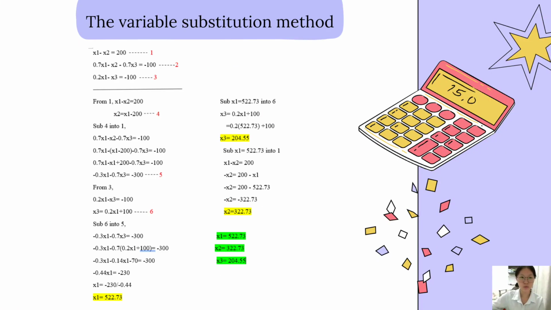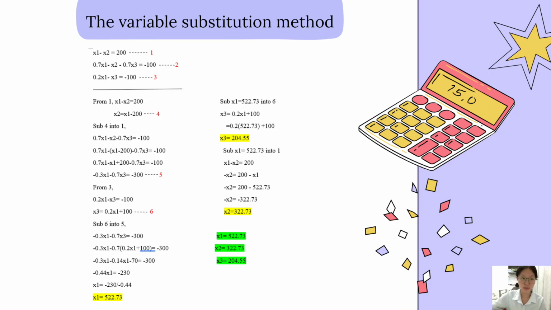The next method we will use to solve this equation is the variable substitution method. In this question, we have three equations. First, from the first equation, x1 minus x2 equals 200, we need to get the x2 equation. In order to get x2, we have to move the x1 to the right-hand side. So we will get x2 equals x1 minus 200. And we label this equation as number 4.